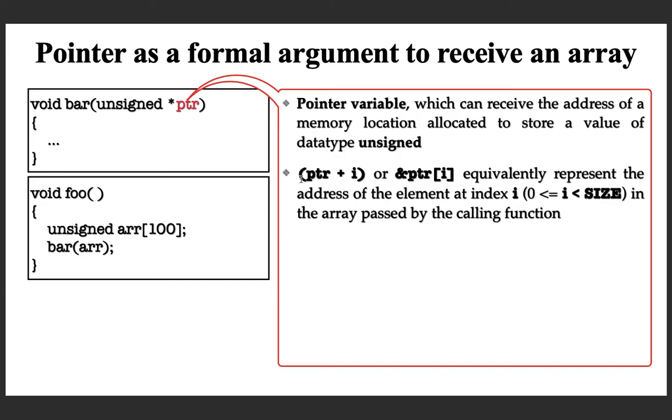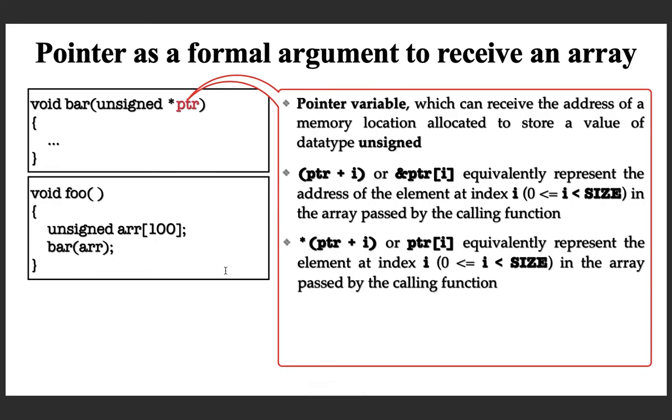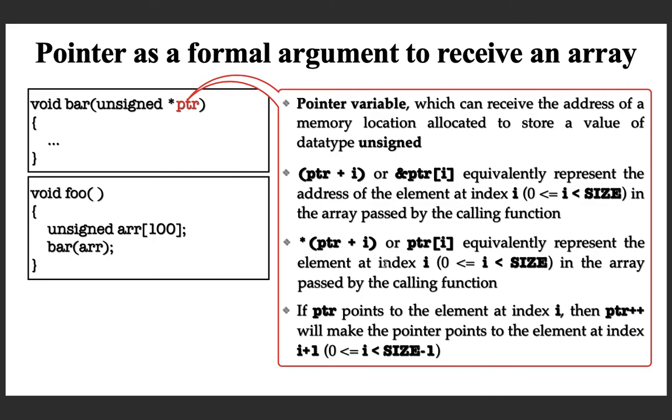And we know that PTR plus I, or ampersand PTR[I] equivalently, represents the address of the element at index I of this array. And also we know that these two are equivalent. You can access the element by using either the pointer notation like this or the array notation. And if PTR points to the element at index I, then PTR++ will make the pointer point to the next element, or the element at index I plus 1.